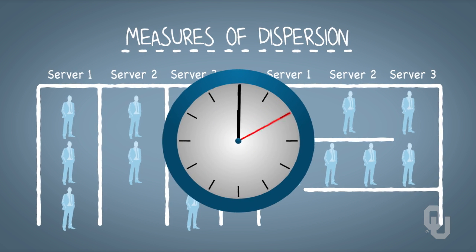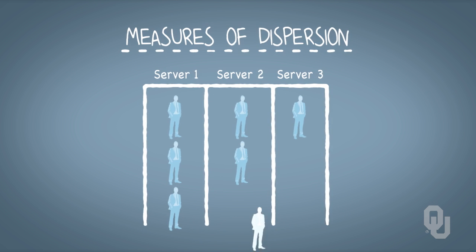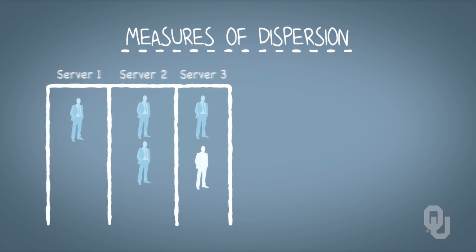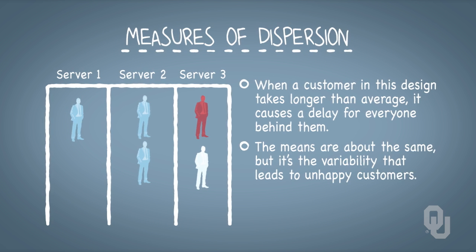The average waiting time for these 2 designs is roughly the same. However, the variability of waiting time can be much larger in the first design. It happens to all of us, and I think me more than others. You find the shortest line, and you watch as others in a longer line get serviced and move on with their lives. When a customer in the first design takes longer than average, it causes everyone in line behind them to wait longer than they otherwise would have in the second design. The means are about the same, but it's the variability that leads to unhappy customers. The point is, understanding variability is also important.